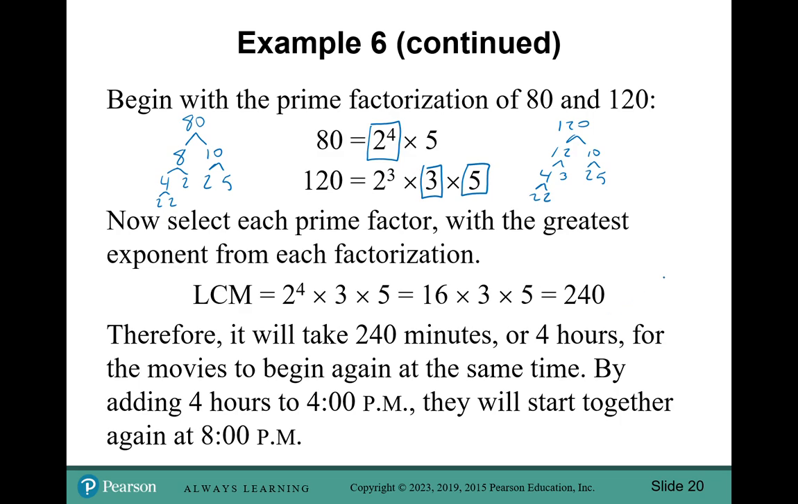Now, if you're questioning how we got the 4 hours from the 240 minutes, if we convert it into hours, in order to do so, we need to divide by 60, because there are 60 minutes in 1 hour. We're basically doing a conversion factor here. And when we do that conversion, we see that it equals 4 hours. So if we add 4 hours to 4 p.m., they will start again together at 8 p.m.